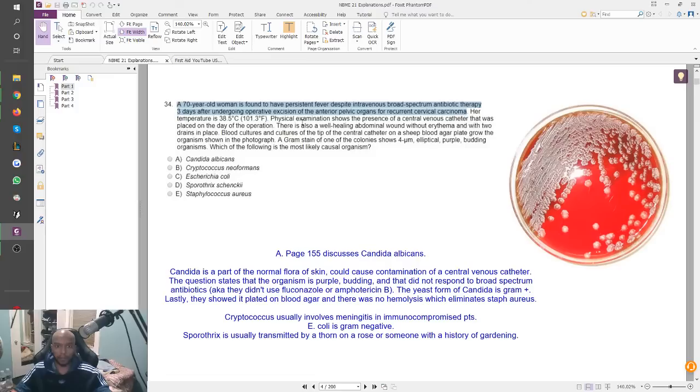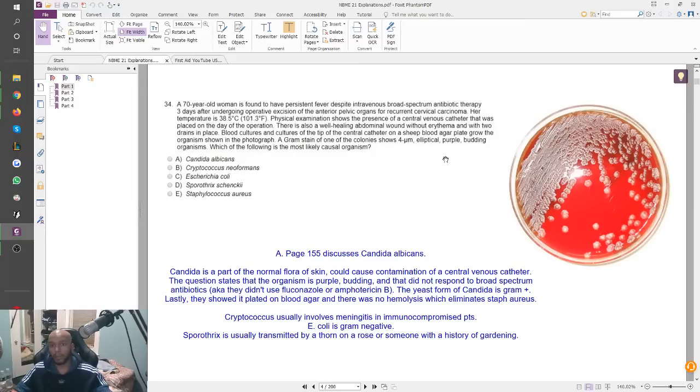She has persistent fever. Physical exam shows the presence of a central venous catheter that was placed on the day of the operation. There is also a well-healing abdominal wound without erythema and with 2 drains in place. Blood cultures and cultures of the tip of the central catheter on a sheep blood agar plate grow the organism shown in the photograph. A gram stain of one of the colonies shows 4 micrometer elliptical purple budding organisms. Which of the following is the most likely causal organism?